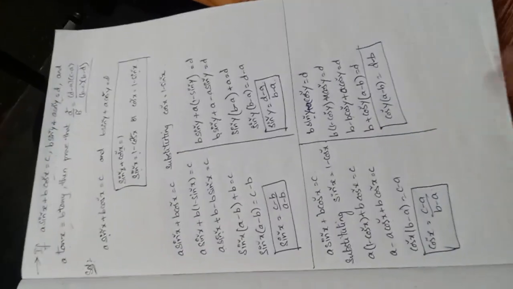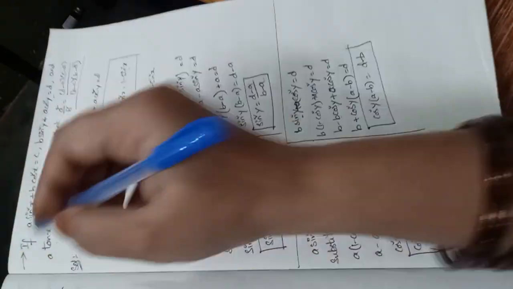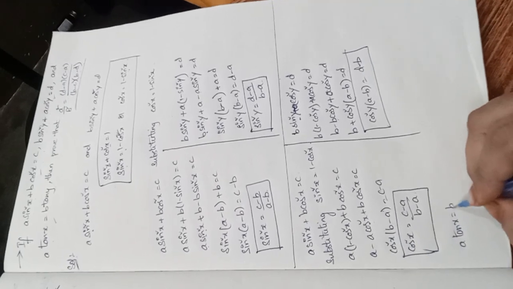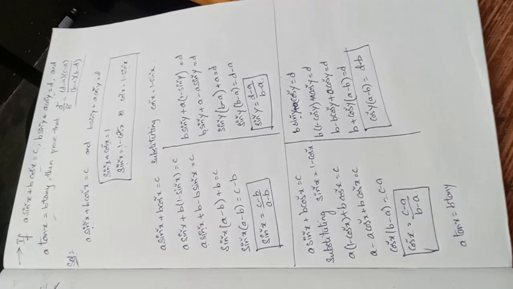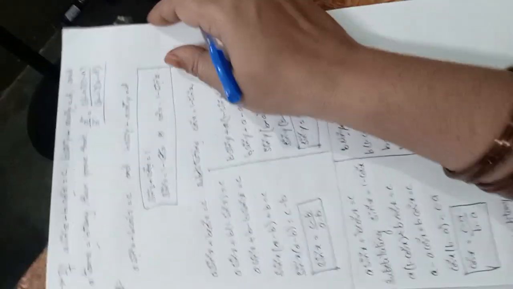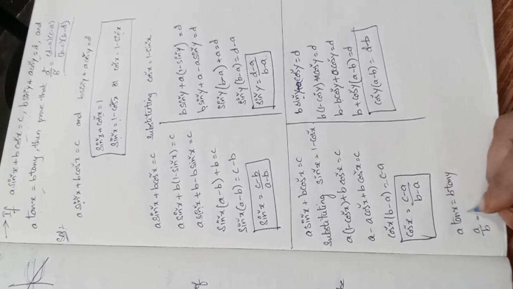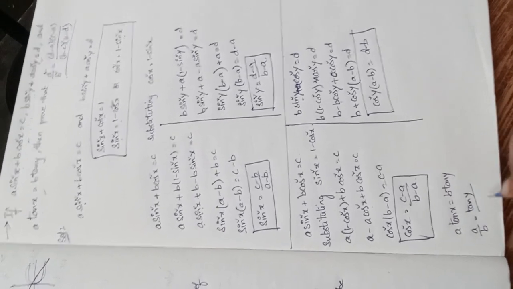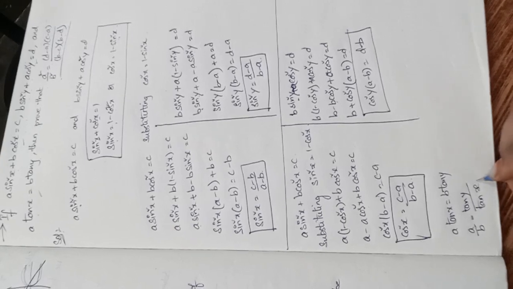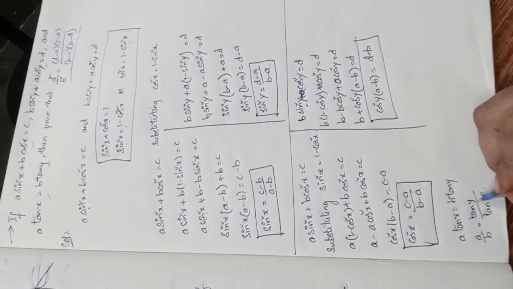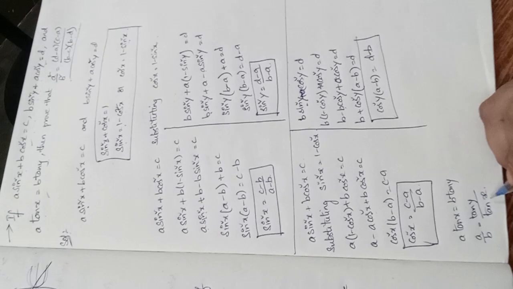Okay, next what more is given? a tan x equals b tan y, right? What we have to prove actually? a square by b square. So from this equation we must get a by b equals tan y by tan x. But we know tan y is sin y by cos y.